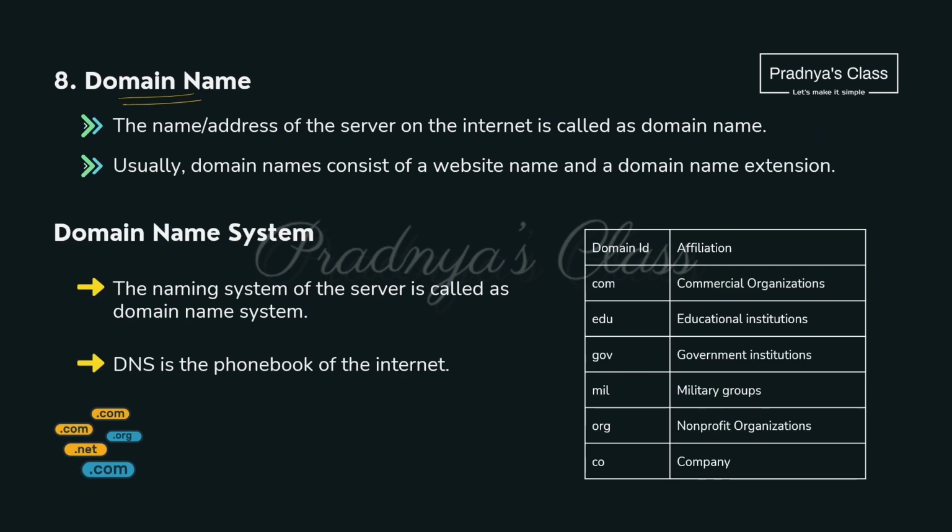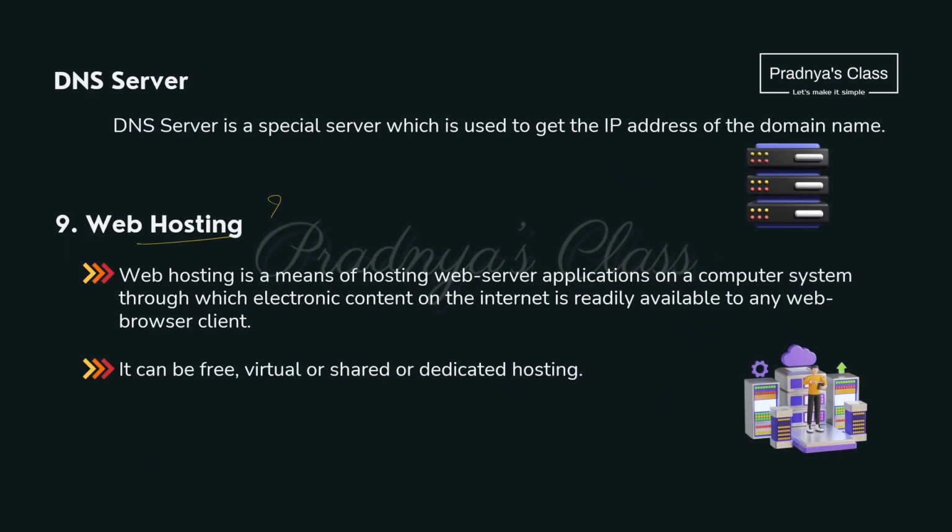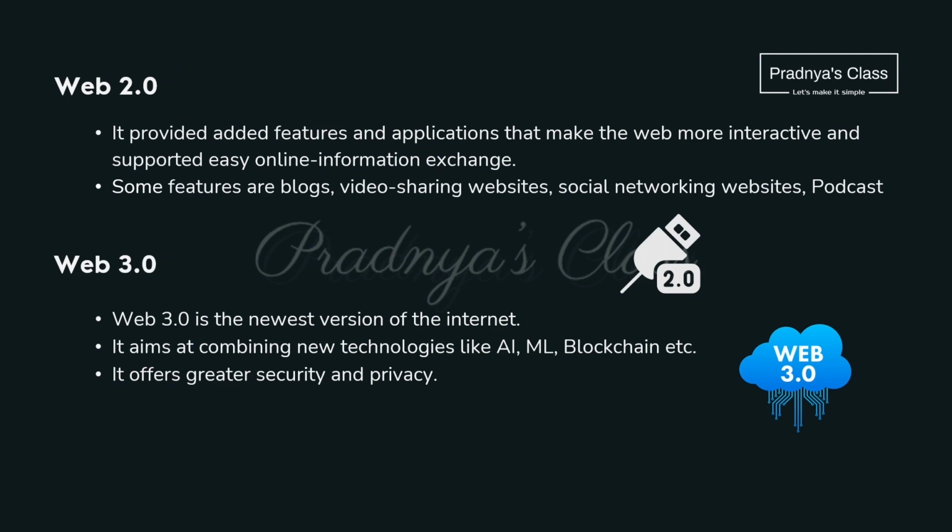What's the domain name? It is a name or address of the server. Domain name will have two parts. First part is website name and the extension. Here are some of the extensions. What is web hosting? It is nothing but uploading the content on the internet so that it is available to any browser client. Here are the different versions of the web.